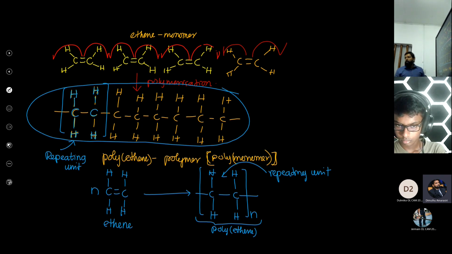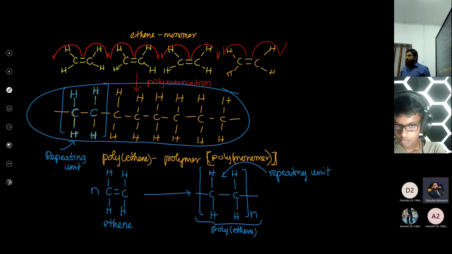Correct. This is a part of a polymer which is showing how many repeating units? 4 repeating units. Draw a part of a polymer which shows 3 repeating units, 2 repeating units, 4 repeating units.